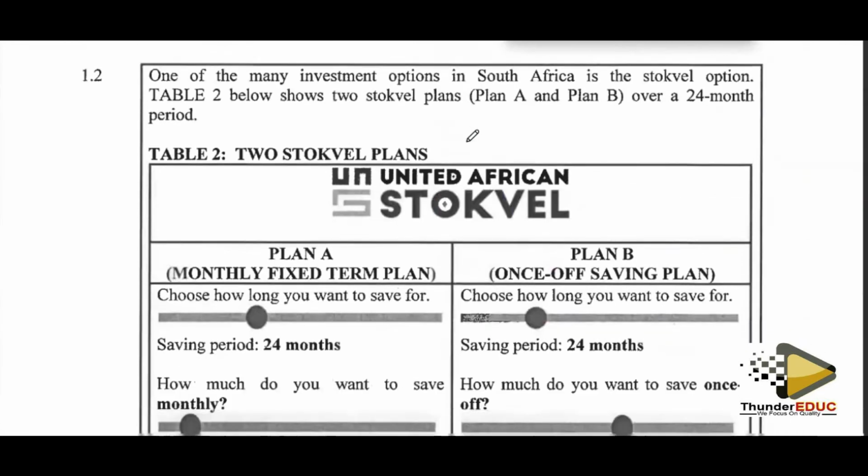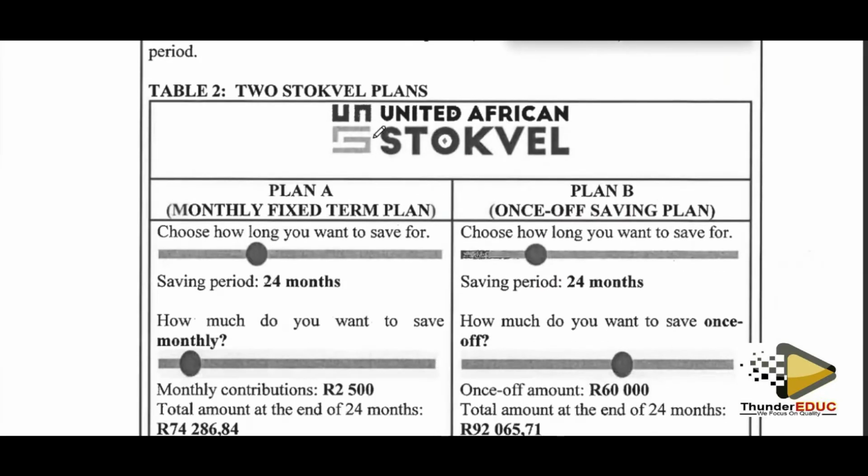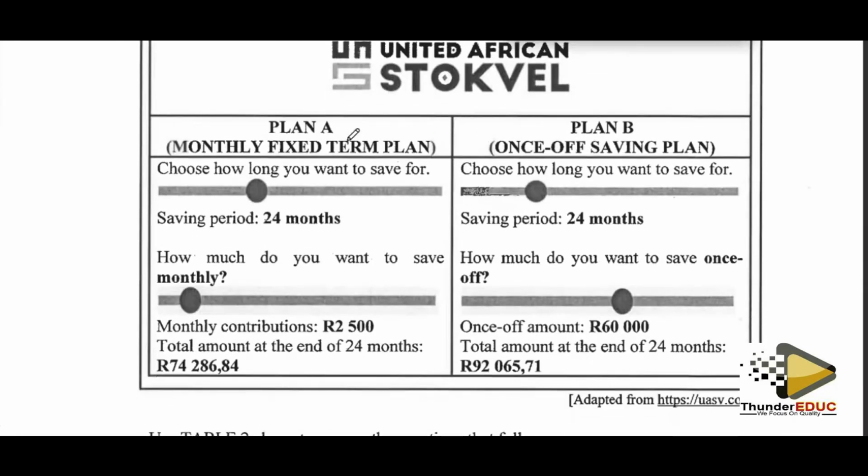Question 1.2. One of the many investment options in South Africa is the stokvel option. Table B below shows the two stokvel plans, Plan A and Plan B, over a period of 24 months. Table 2, the two stokvel plans. This is the name of the stokvel. It has a Plan A and Plan B. This is a monthly fixed term plan, and Plan B is a once-off saving plan. Choose how long you want to save for. This probably is an electronic one. It's online. You drag this dot to where you want.